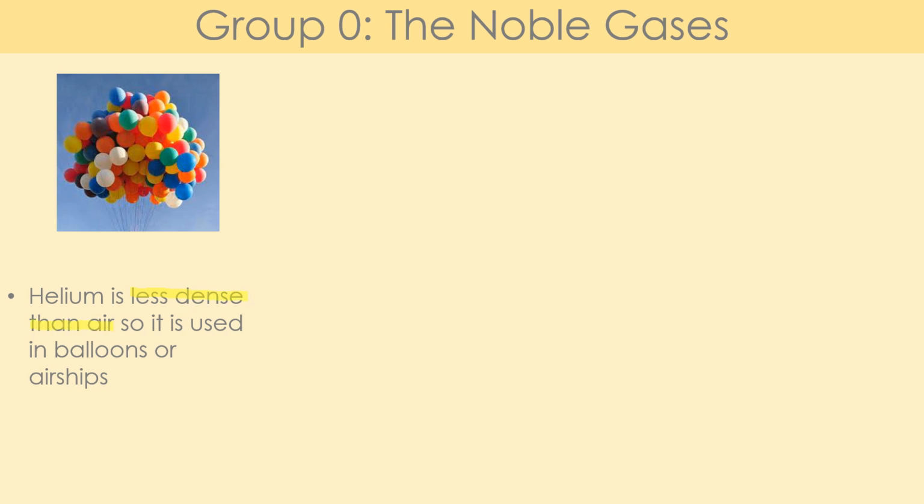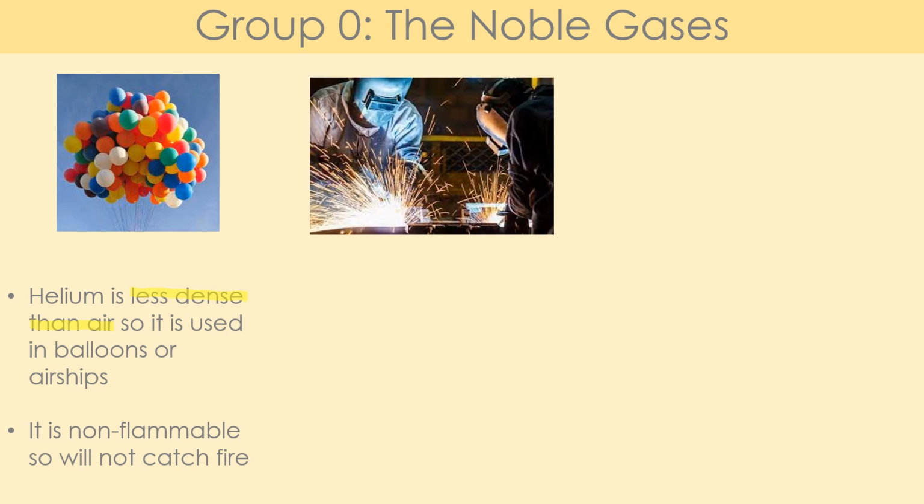is our key part we want there. It is also non-flammable, so it will not catch fire. Very, very useful in an airship. So there was one years ago called the Hindenburg, and it had hydrogen in it. And hydrogen is also less dense than air, but hydrogen is very flammable. So a hydrogen airship can catch fire, whereas a helium airship will not catch fire.